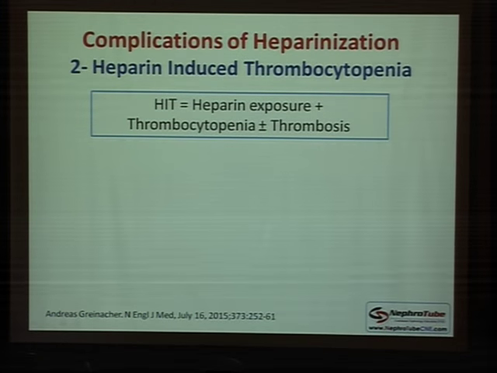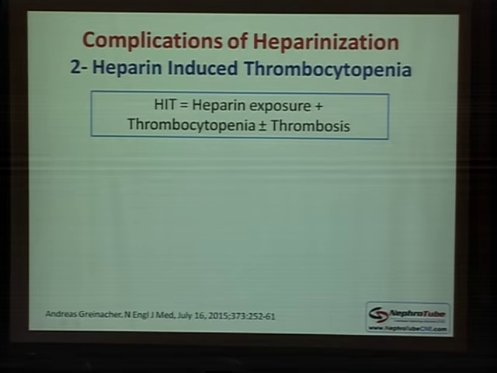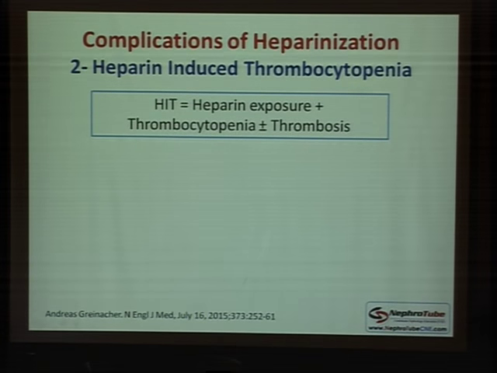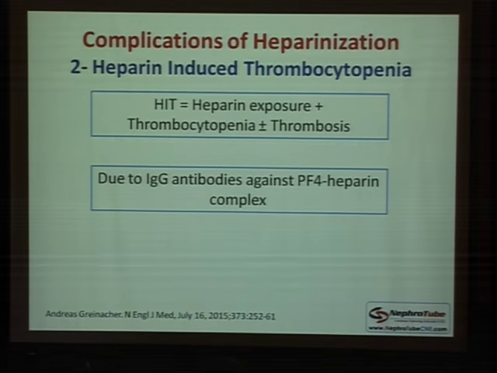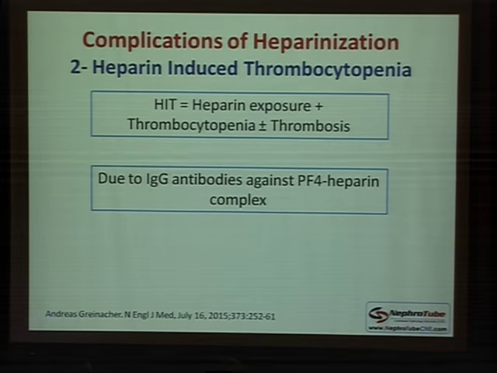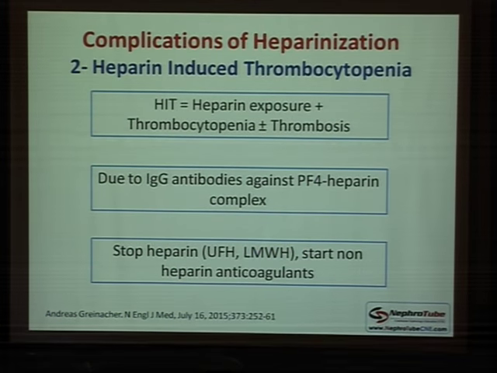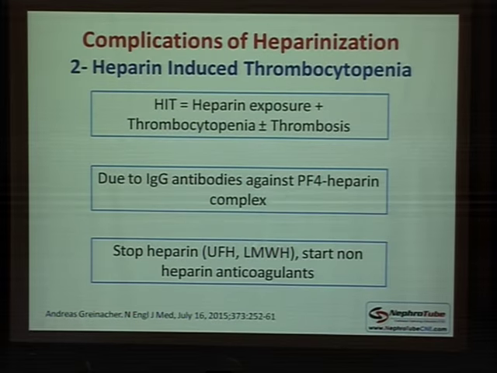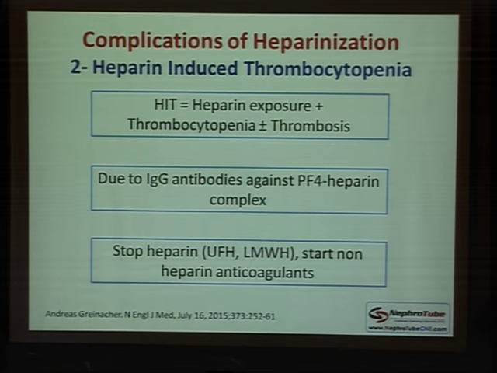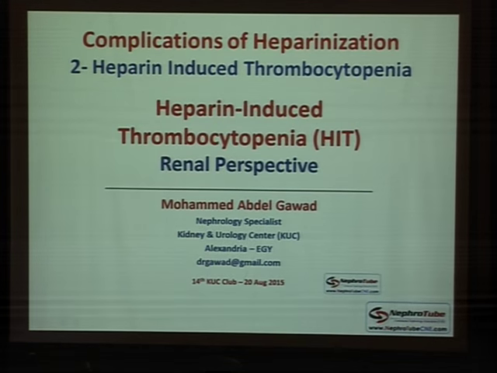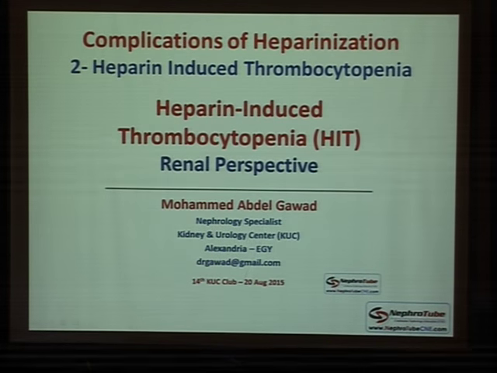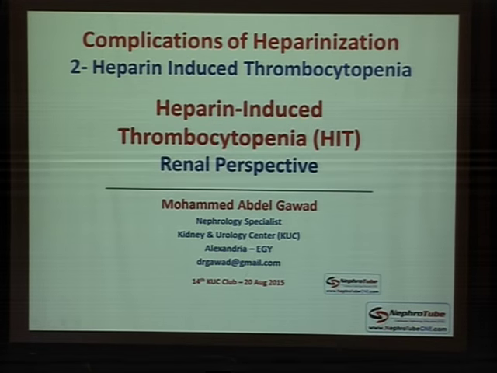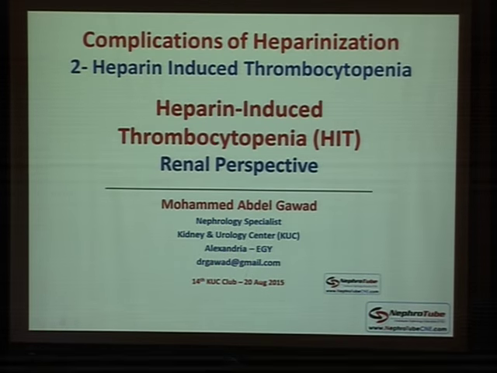The second complication of heparin is heparin-induced thrombocytopenia. This is a large topic. I will cover it in very short words. Heparin-induced thrombocytopenia is heparin exposure plus thrombocytopenia plus or minus thrombosis. The main cause is IgG antibodies that are formed against the platelet factor 4 heparin complex. The main management is to stop heparin, either unfractionated or low-molecular-weight heparin that I will talk about, and start non-heparin anticoagulants. This is, in short. I recommend for you one of my lectures, which is heparin-induced thrombocytopenia on the FOTU website. I will put the link at the end of the lecture, where I talk in depth and in detail about the causes, the management and dosing of anticoagulants in heparin-induced thrombocytopenia.